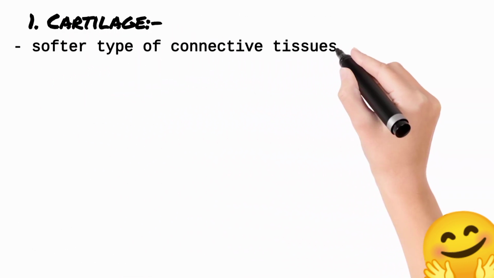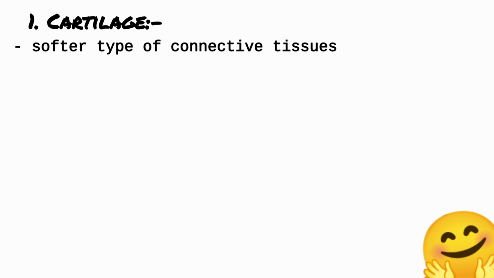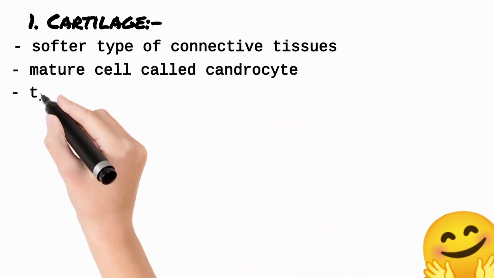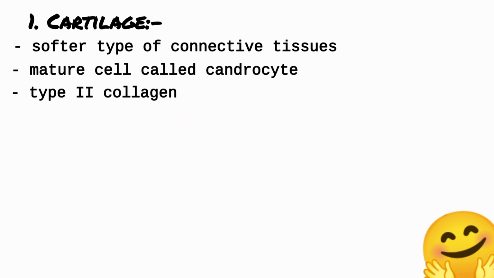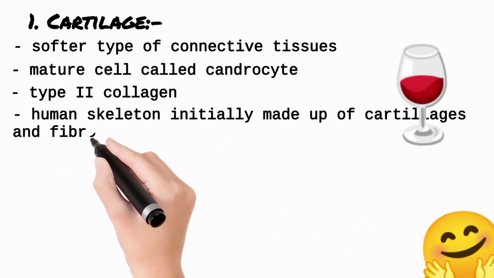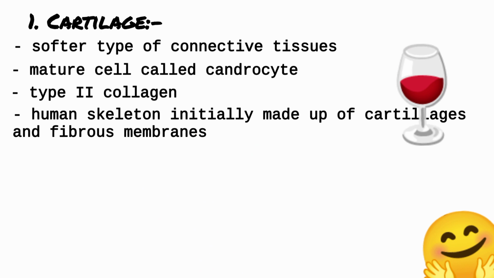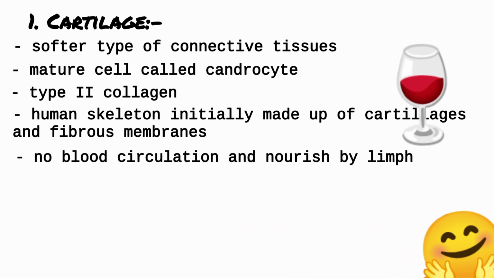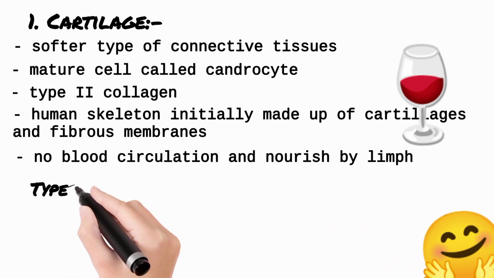Cartilage is the softer type of connective tissue. The mature cartilage cell is called chondrocyte. It is made up of type 2 collagen. The human skeleton is initially made up of cartilage and fibrous membranes. There is no blood circulation in cartilage, and cartilage is nourished by lymph.